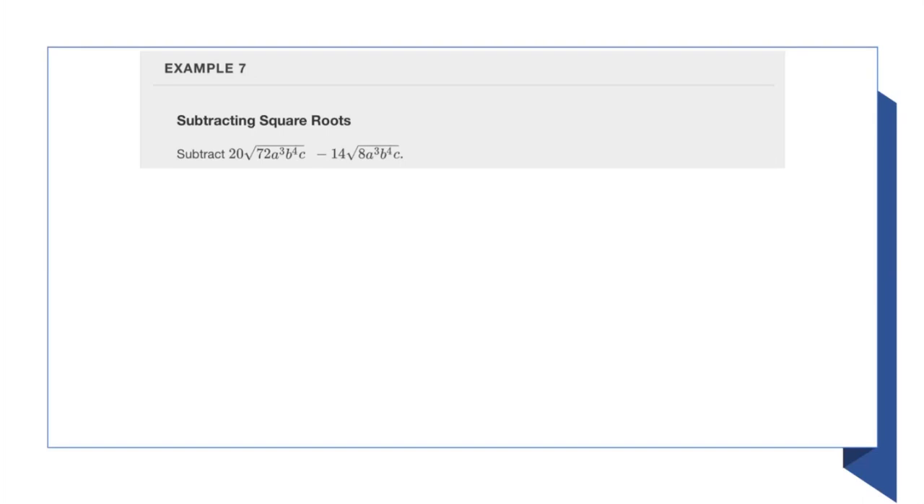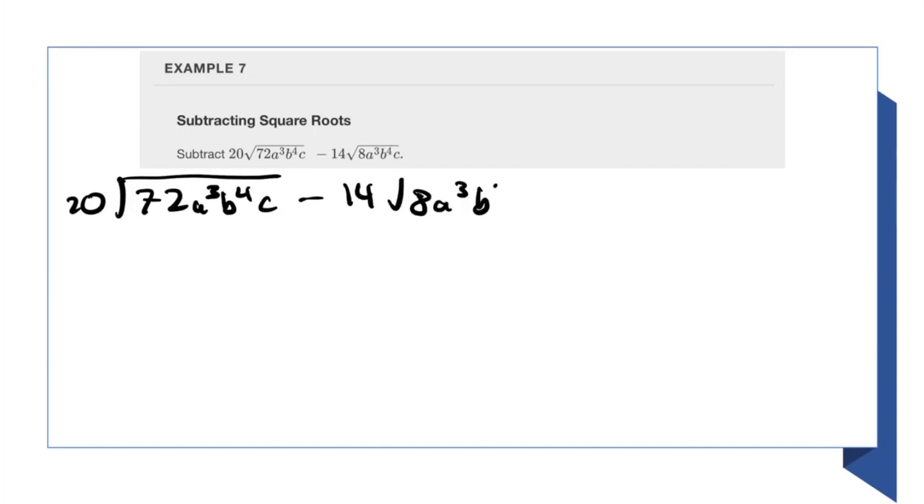Okay, subtracting square roots, right? Let's start by getting a copy of the original. We have 20 square root of 72 a cubed b to the 4 c minus 14 square root a cubed b to the 4 c. Are they the same? Almost. Now, 72, what is that? Is that 9 times 8? 9 is a 3, and 8 has a 2, so 6, 36. It looks like that's 36 times 2, right?